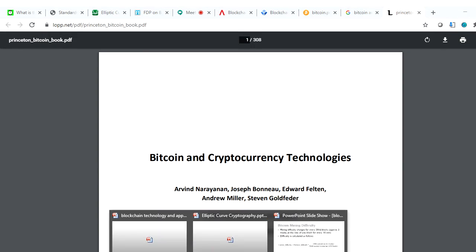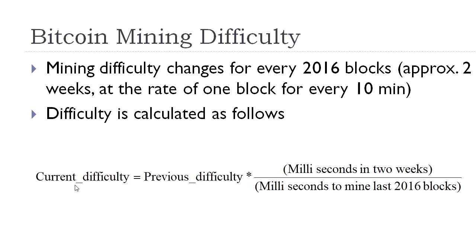Right. Next, the current difficulty is equal to the previous difficulty. For example, after the Genesis block, the next block we are going to create. The Genesis block difficulty is 1, into the milliseconds in 2 weeks, divided by the milliseconds to mine the last 2016 blocks. For example, to mine one block they took 1 millisecond; like that they have taken 2016 blocks. For 2016 blocks, how many milliseconds were spent to mine those blocks? So the milliseconds in 2 weeks divided by that.